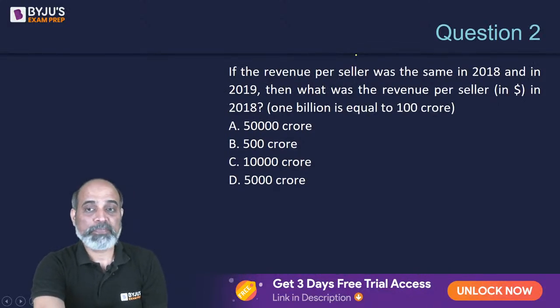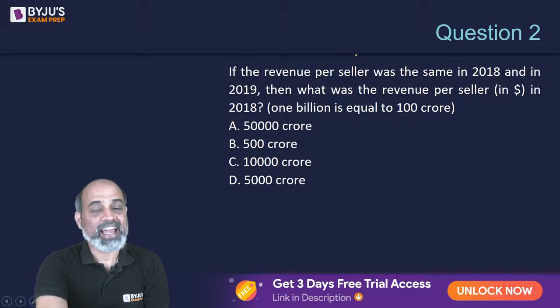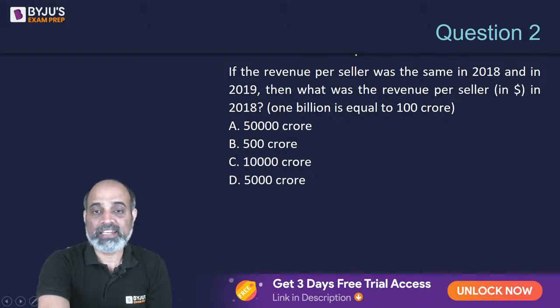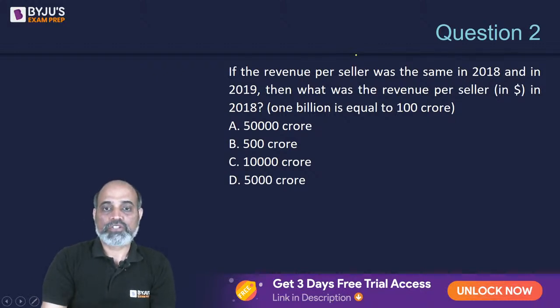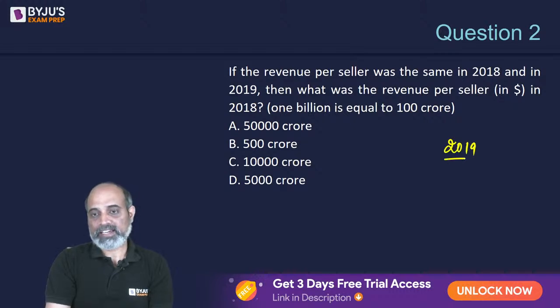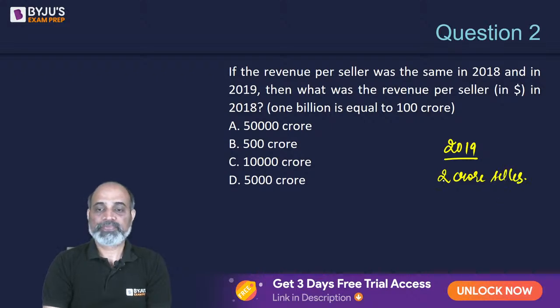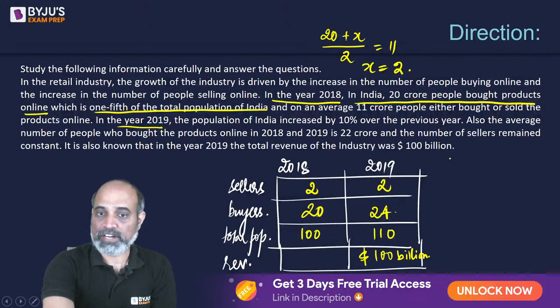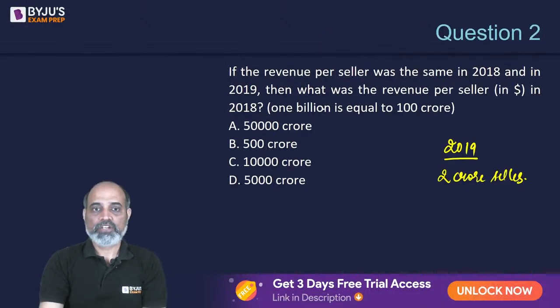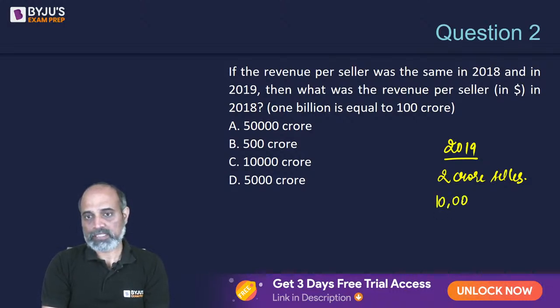Next, if the revenue per seller was the same in 2018 and in 2019, then what was the revenue per seller in 2018, right? So if we look at 2019, we are saying that there were 2 crore sellers, right? And the total revenue is $100 billion, right? So 1 billion would mean 100 crores. So 100 billion would mean 100 times of that.